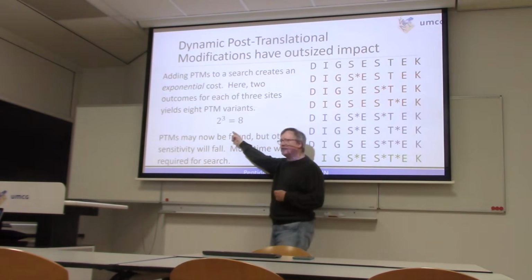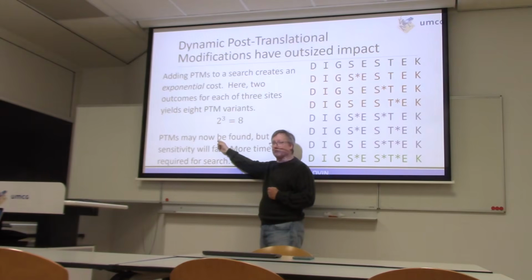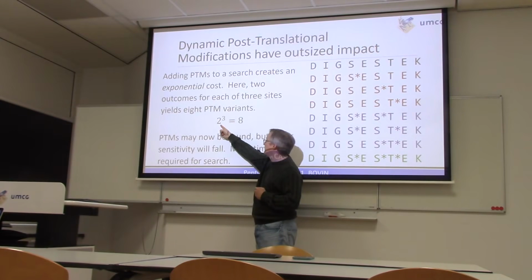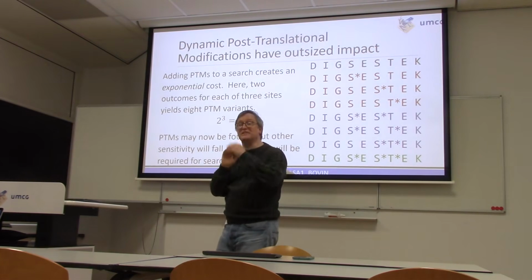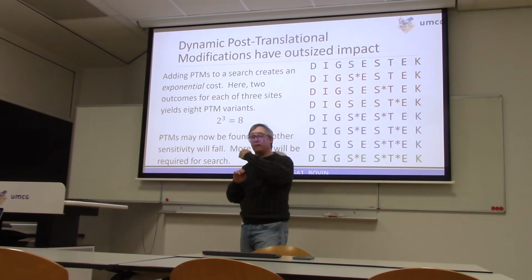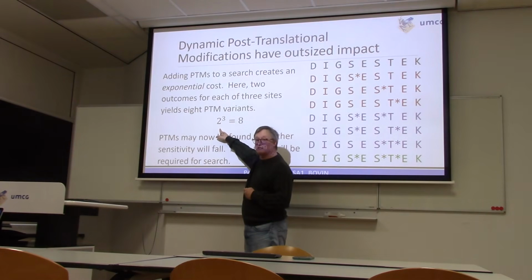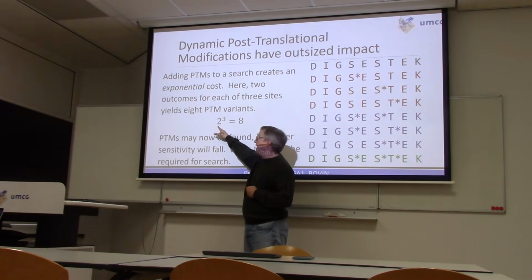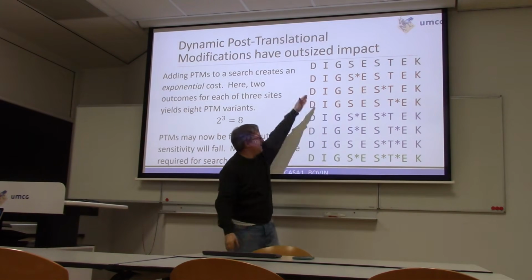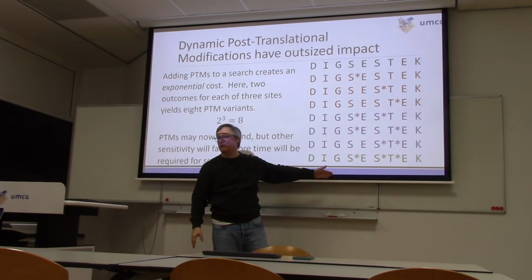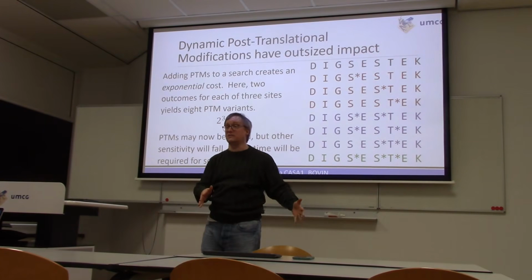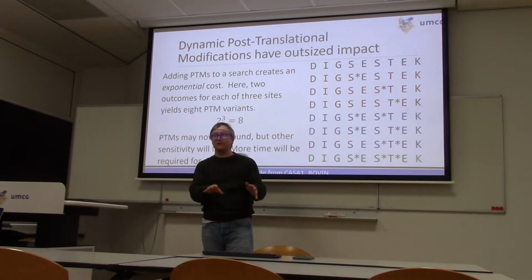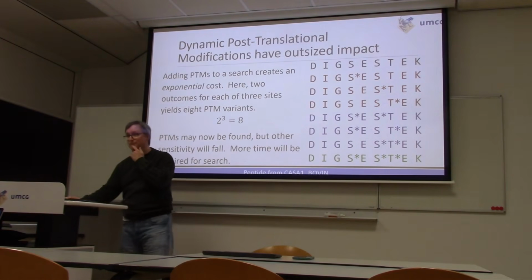The other thing is that there's some expense to going after these. If you include these in a search space, each of those modifiable sites may be seen in an unmodified state or in a modified state. So there are two different states for each of these modifiable sites. There are three of them, and 2 to the third is 8. So there are 8 possible decorations of the sequence we must consider. So what we have is an exponential cost when we consider looking for post-translational modifications in database search.